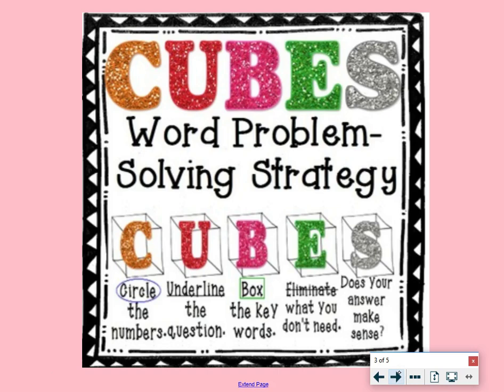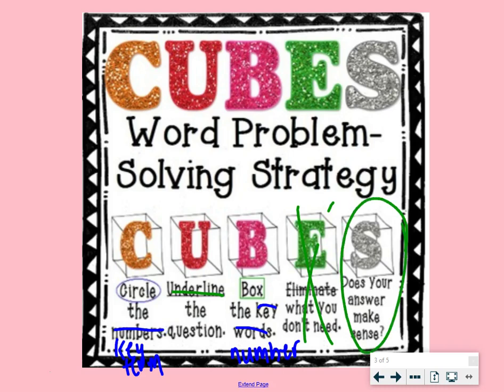Alright, for our word problem solving strategy we use cubes. So, circle, and we're going to change this to key terms. We're going to circle the key terms and we're actually going to box the numbers in alignment with your reading strategies in reading class. Underline the question. Eliminate what you don't need, so cross off what you don't need, and then always ask yourself, does your answer make sense? That's the main part in math, is we want to be able to solve problems, but we also want our problems to make sense. We want the answers to make sense.